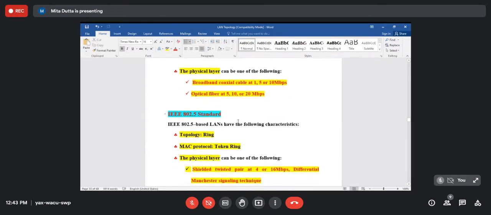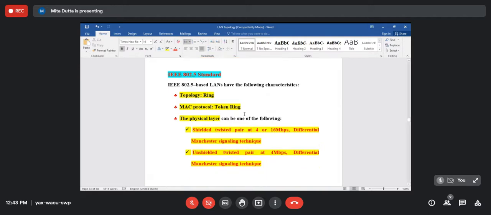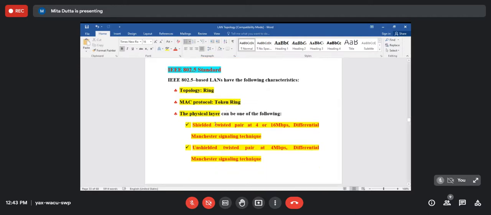Now again for the next one, the 802.5 standard, here the topology will be ring. So 802.5 and 802.3 are specified. The MAC protocol for 802.3 will always be CSMA/CD, and for 802.5 it will be token ring. And the physical layer will be shielded twisted pair at 4 or 16 Mbps, using differential Manchester.